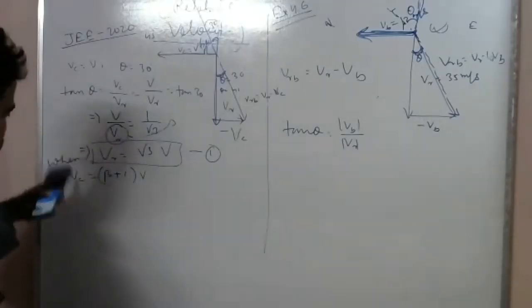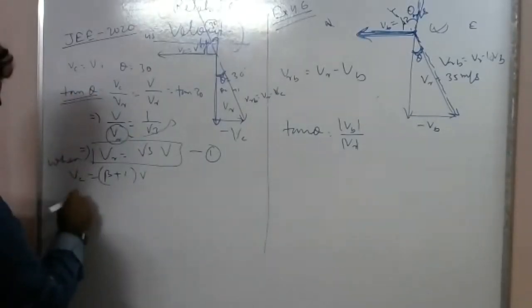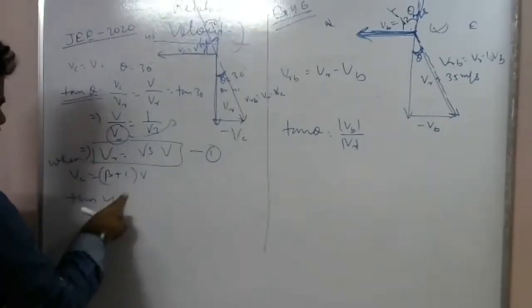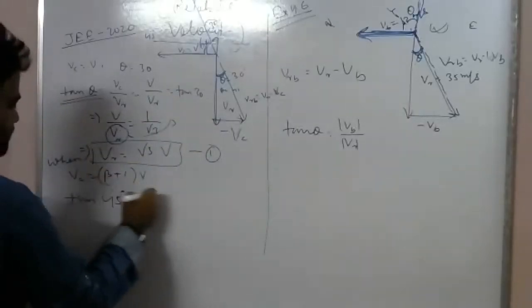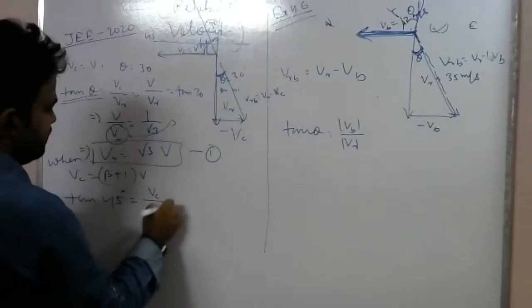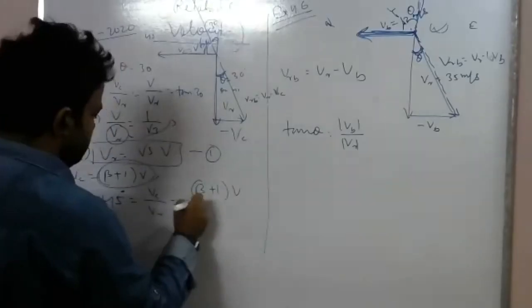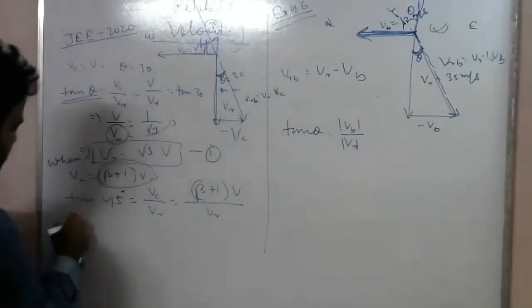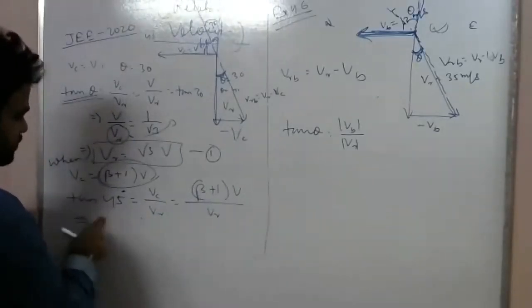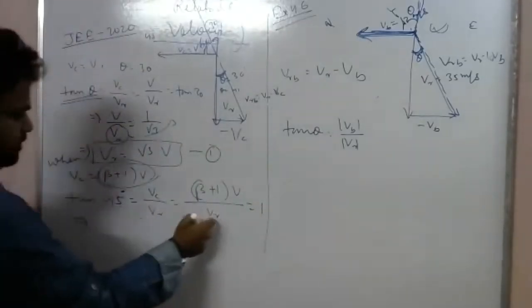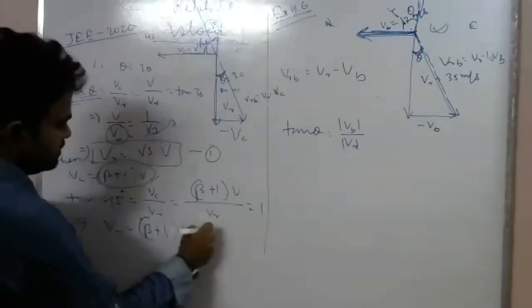When your VC is (beta plus 1) into V, then what will be tan theta at that time? That means tan 45 degrees. So tan 45 degrees is equal to the same VC by VR. VC is now (beta plus 1) into V by VR. And tan 45 degrees is 1. So 1 is equal to (beta plus 1) V by VR. Then what will be VR? VR is (beta plus 1) into V. This is equation number 2.